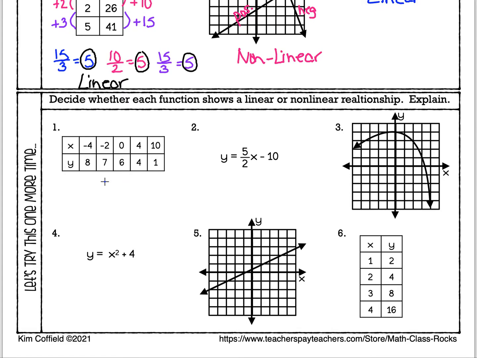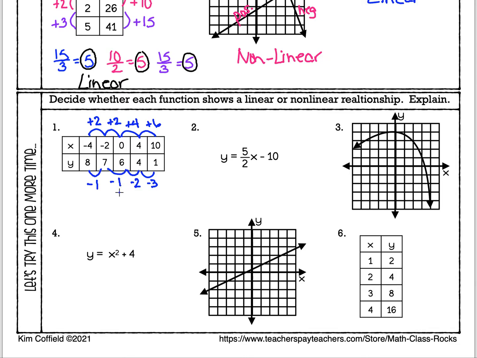Number 1. So we're going to figure out our change in y over our change in x, and we need to check the whole entire table. So from 8 to 7, we've got a -1. From -4 to -2, we've got a +2. From 7 to 6, we've got a -1. From -2 to 0, we've got a +2. From 6 to 4, we've got a -2 this time. And from 0 to 4, we have a +4. And then from 4 down to 1, we've got a -3 this time. And from 4 to 10, we have a +6.